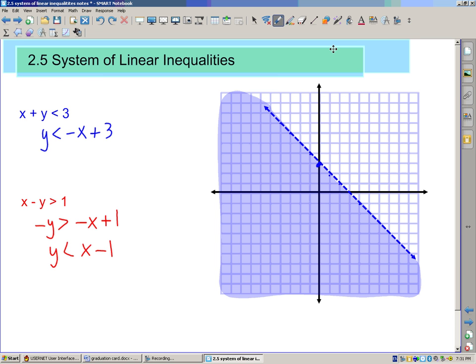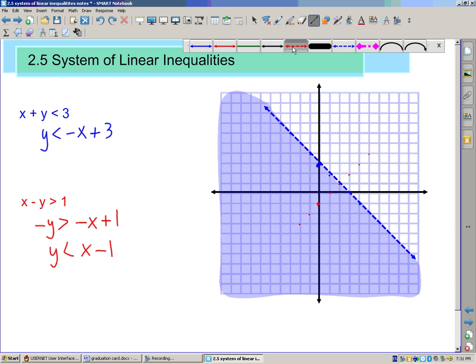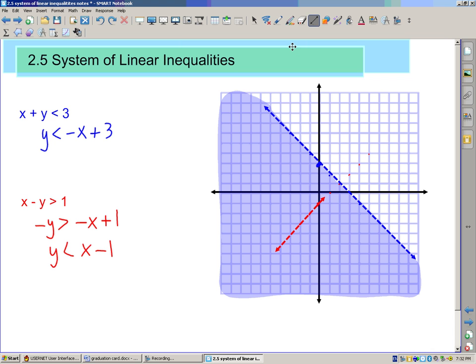For the red, y-intercept is negative 1. I have a positive slope. I'm also going to have a slotted line because it's not or equal to, and it says to shade below that line. It's less than that line.